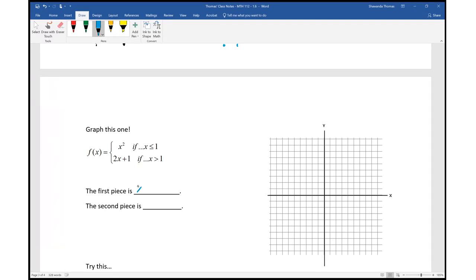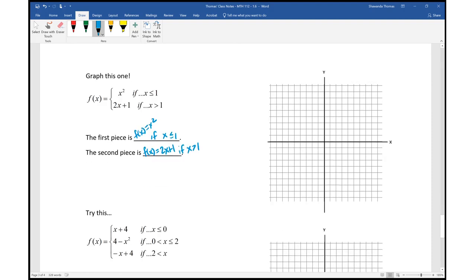The first piece is f of x equals x squared when the x's are less than or equal to 1. And the second piece is f of x equals 2x plus 1 when the x's are greater than 1. All right, so let's do the first piece. You have f of x equals x squared. Let's only put numbers that are less than or equal to 1. So 1 will work.